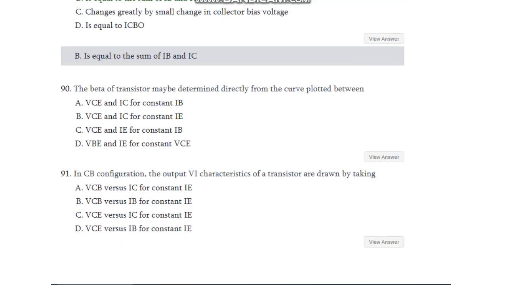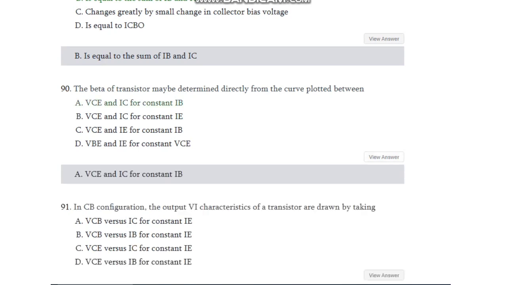Question number 90: the beta of a transistor may be determined directly from the curve plotted between VCE and IC for constant IB, VCE and IC for constant IE, VCE and IE for constant IB, VBE and IE for constant VCE, and the answer is A, that is VCE and IC for constant IB.